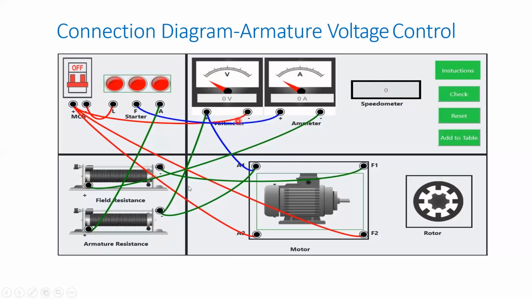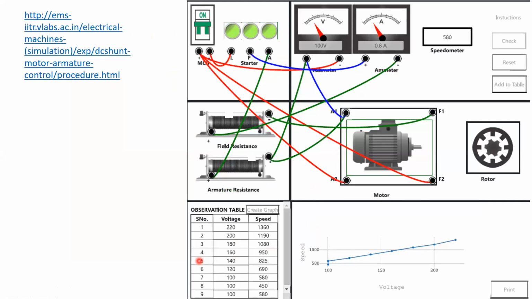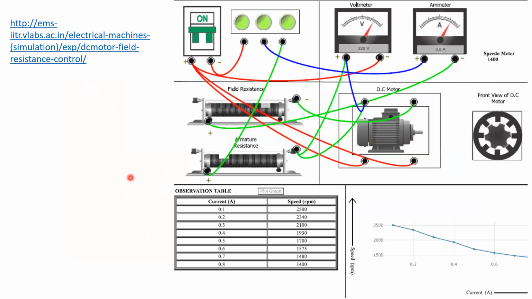Make a note of that connection diagram for armature voltage control, and the same if you go for field control or flux control, you will get the circuit diagram for that connection. You can refer to this connection diagram and perform the practical. I have performed it for you on this IIT Roorkee virtual lab. I have made these connections, noted these readings of voltage and speed, and then plotted the graph. So this is the entire practical for the half part, that is, one armature control and another field control.